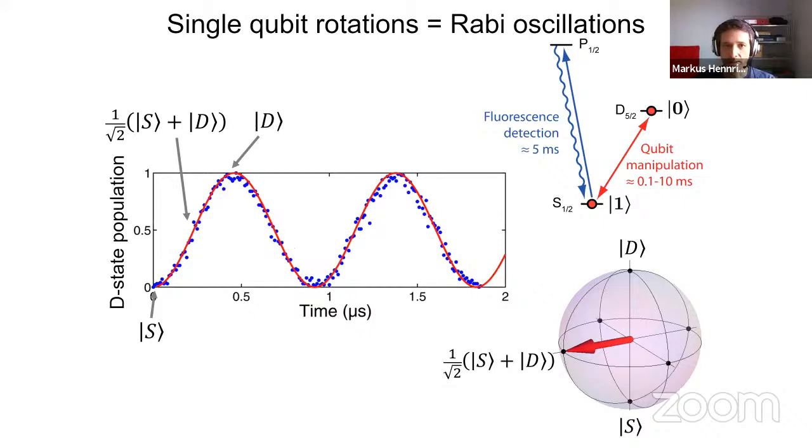So the single qubit operations are performed by driving Rabi oscillations, by shining in this laser for a certain amount of time. If you initialize your ion in the S state and send this laser pulse for a certain amount of time, it will start Rabi oscillations to the excited state. If you then switch off your laser at the right point in time, you will make a rotation on your Bloch sphere, and depending on when you stop, you will generate superposition states of this qubit.